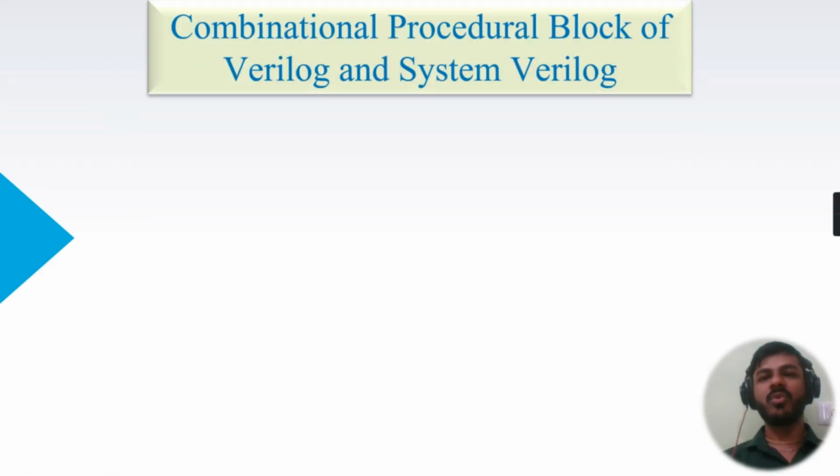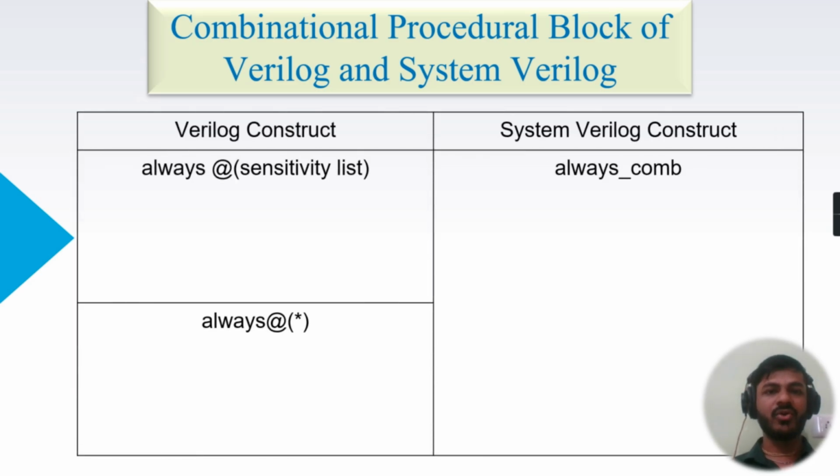So now we'll discuss what procedural blocks or constructs are available in Verilog and SystemVerilog for the design implementation of combinational circuits. On my screen, you can see on one side I have Verilog procedural blocks. On the other side, I have SystemVerilog procedural blocks. So let's understand each procedural block one by one.